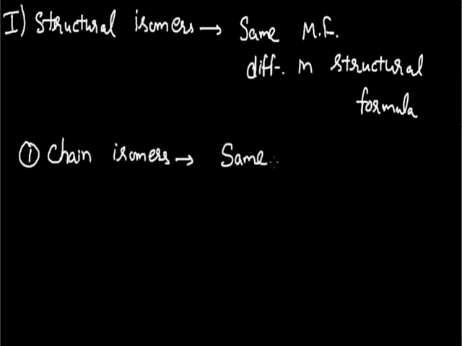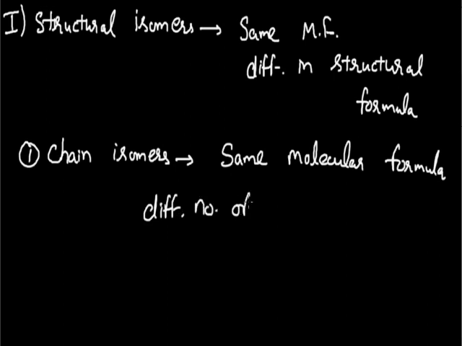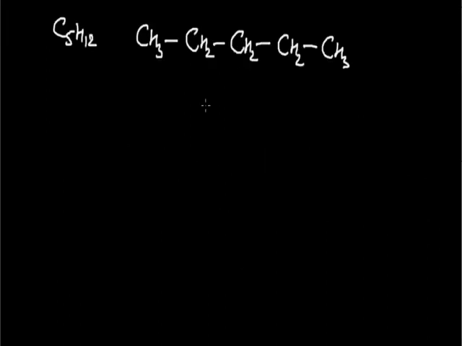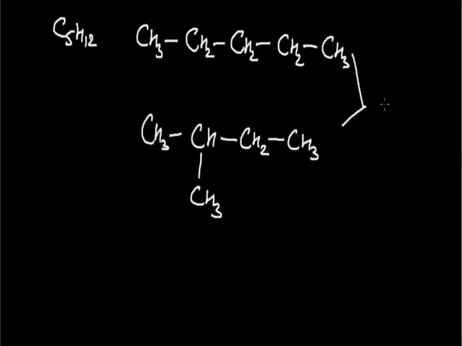These are isomers, so they must have the same molecular formula, and if they have a different number of carbon atoms in their parent chain or in the branch chain, then these are defined as chain isomers. For example, if the molecular formula given to us is C5H12, since the molecular formula follows the general formula of an alkane, we can write one structure like this one. Another possible structure for this molecular formula is this. These two structures have the same molecular formula C5H12.